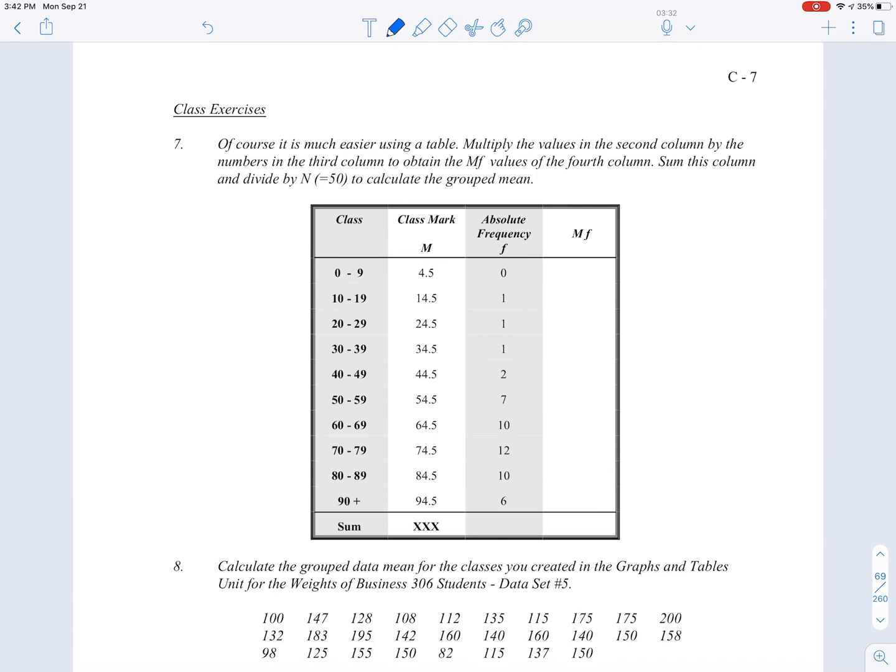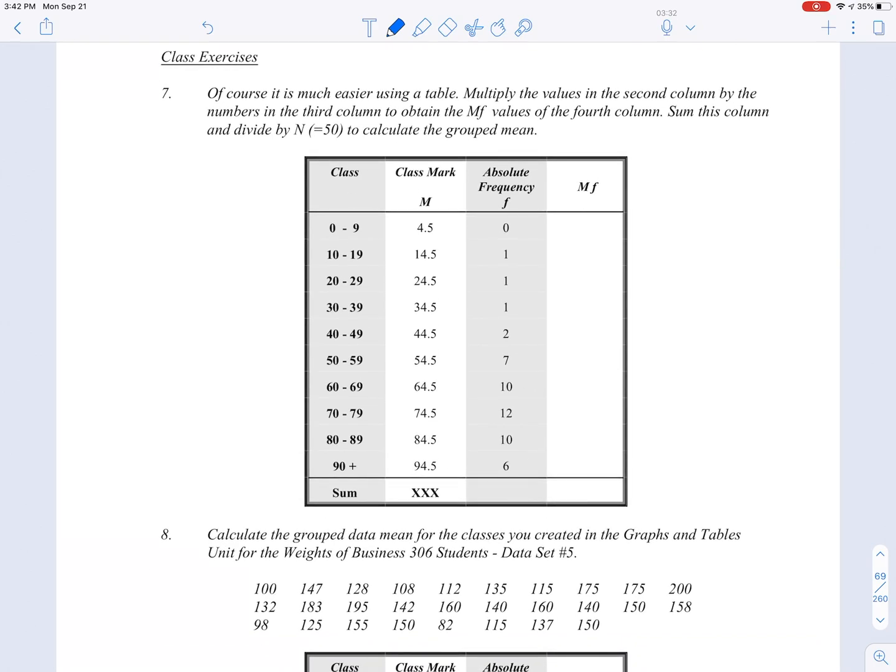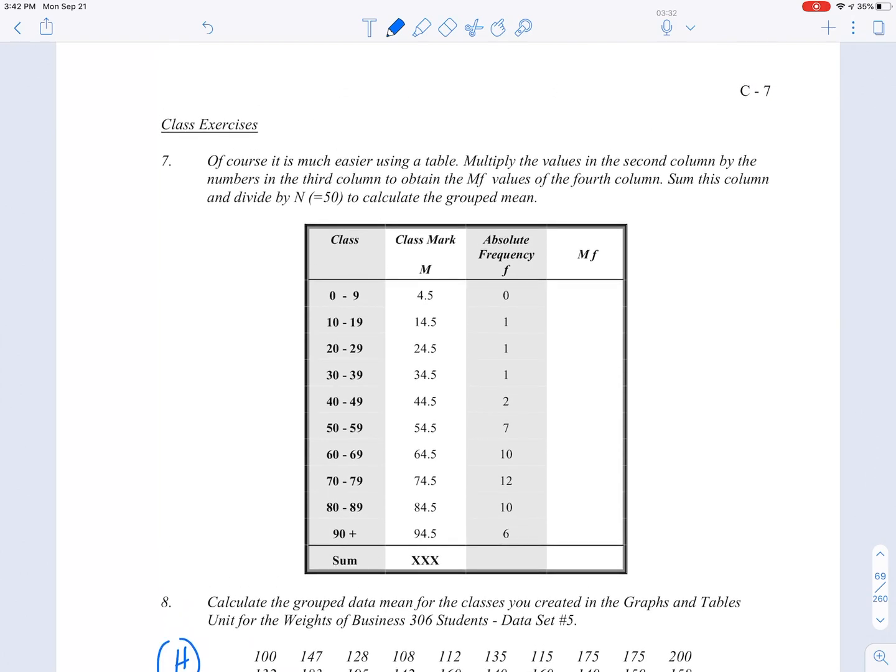I'm going to do one more here, and then I'm going to leave this one here for homework, and we'll take that one up in class. But let's take a look at number 7 here. Sorry, let's back up here and say, you can do this using a table.